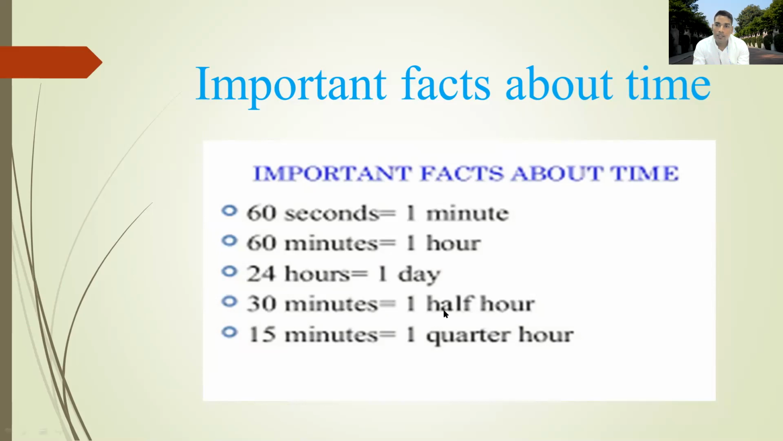30 minutes equal to 1 half hour. We can say also half hour. 1 half hour means 1 like a half. So in 1 hour have the 60 minutes, 1 half hour. So it is the written 1 half hour. Next is 15 minutes. 15 minutes, we can say 1 quarter hour.